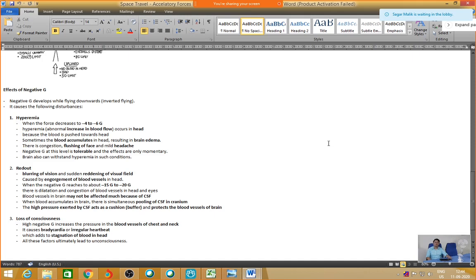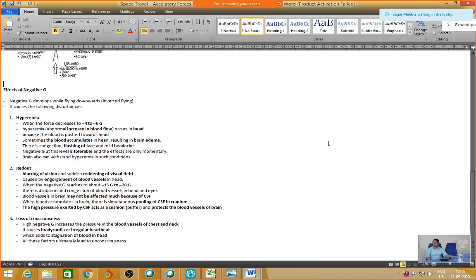In this range, the blood vessels in the retina pop out and start discharging more and more blood into the system. So basically you may have the phenomenon of red out. Okay. And the CSF circulation, which is basically a negatively driven circulation, is generally compromised. So there is a pooling of CSF in the cranium because of this red out. Okay.